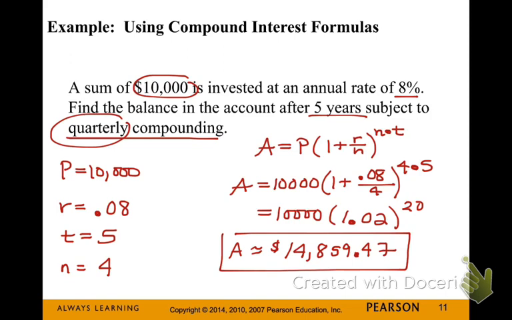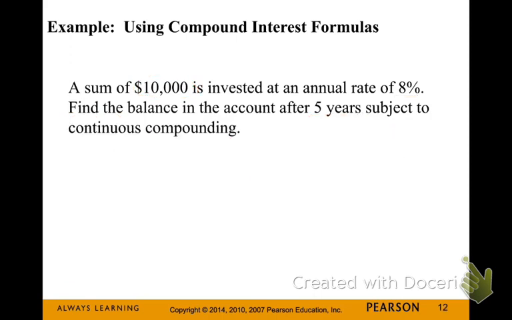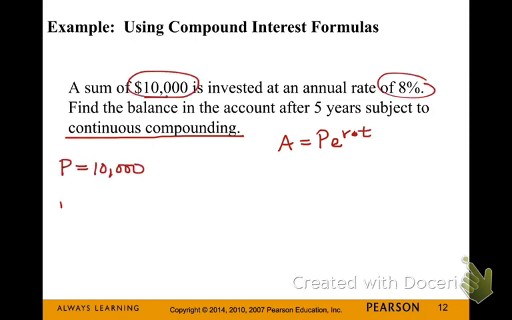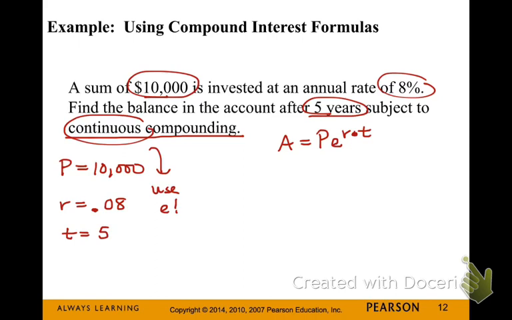But what if we were to compound it in a different way? What if we try continuous compounding here? Well, let's go ahead and find that amount. In this case, since it's compounded continuously, we're going to have to use our other formula with the base e. Our P here is still going to be the same $10,000. The R will still be that 0.08. And since we're still using the same amount of time, we're going to use 5. But since it's compounded continuously, this is where we use e.